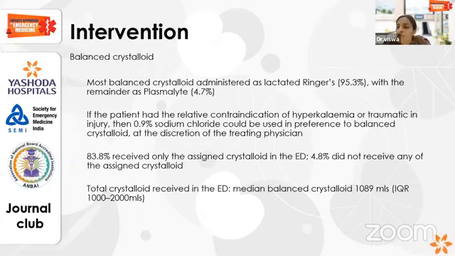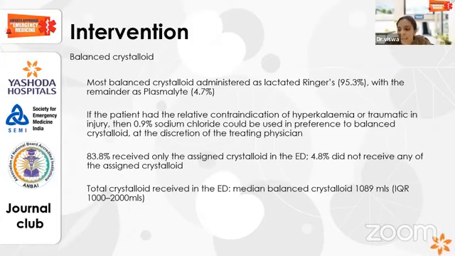Interventions: basically, the most balanced crystalloid administered was lactated Ringer's or Ringer's lactate with the remainder as Plasma-Lyte A. If a patient had the relative contraindication of hyperkalemia or traumatic brain injury, then NS could be used as the preferred solution instead of balanced solutions.